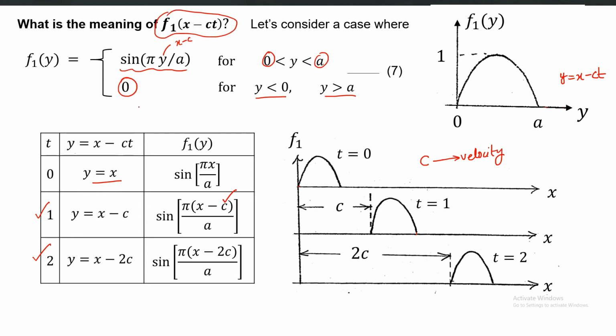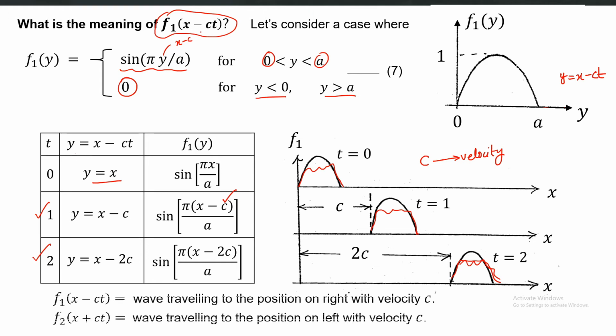In this case we just demonstrated using a sine function, but it may have any shape. For example, it may have any this kind of a shape. After 1 second it will be just the same shape, but it will be displaced by a distance equal to c. After 2 seconds it will be displaced by 2c. So the same shape will be like this. So whatever shape or function you have, it will just travel with a velocity equal to c if it is a function of x minus ct. So this is the physical meaning of this function.